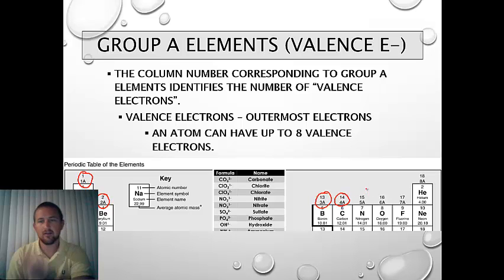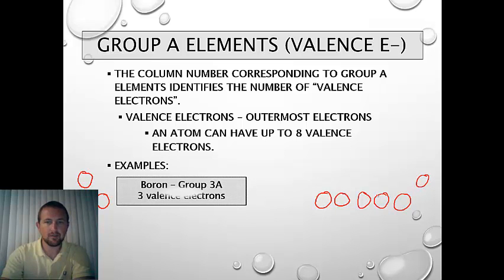Group 4A, 4 valence electrons. 5A, 5. 6A, 6 valence electrons. 7A, 7 valence electrons. And group 8A, 8 valence electrons. So the group number tells you how many valence electrons you've got.